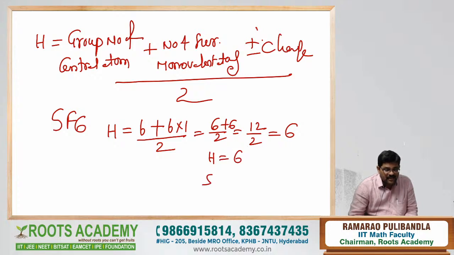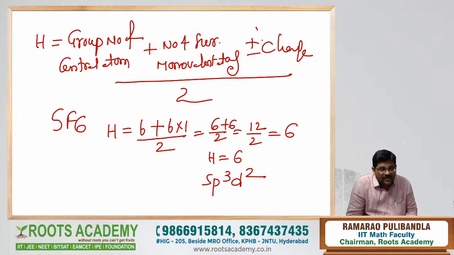What are the 6 hybrid orbitals? sp3d2: 1 s orbital, 3 p orbitals, 2 d orbitals. 1 plus 3 plus 2, totally 6 is there. Very good.